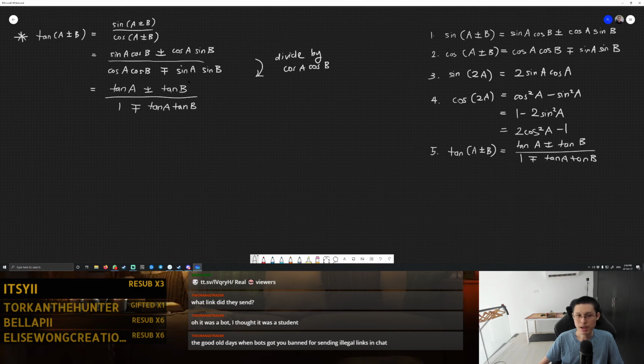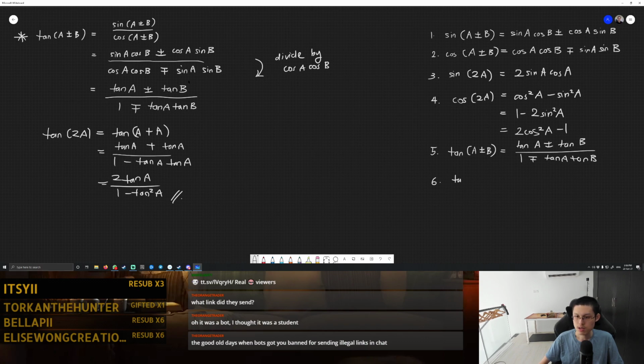What about the double angle formula for tangent? Well, you can actually derive that using the tangent addition formula. So let's say we write tangent 2A. That is the same as writing tangent of A plus A. Right? So using the tangent addition formula, we get tangent A plus tangent A over 1 minus tangent A tangent A. So simplifying this, we get 2 tangent A over 1 minus tangent squared A. So there you go. Tangent double angle formula.